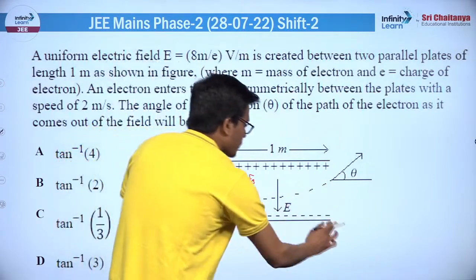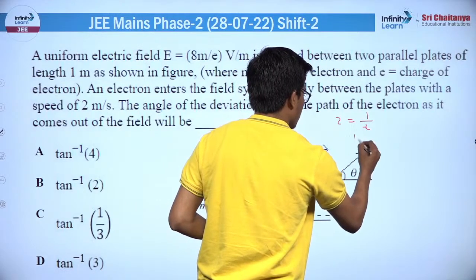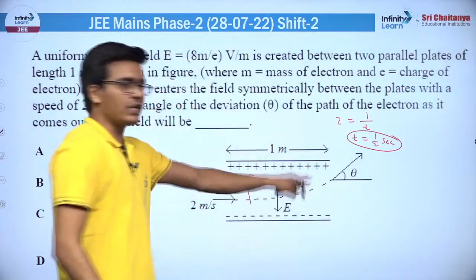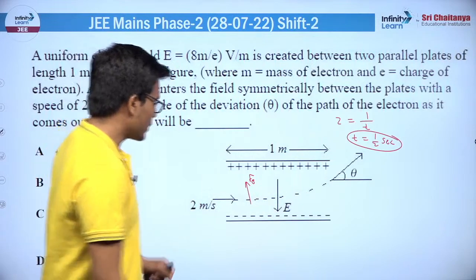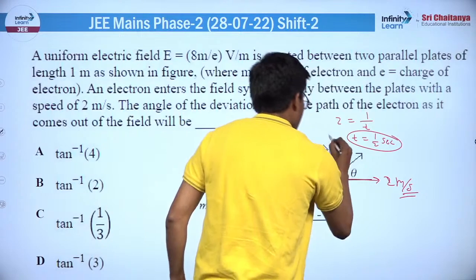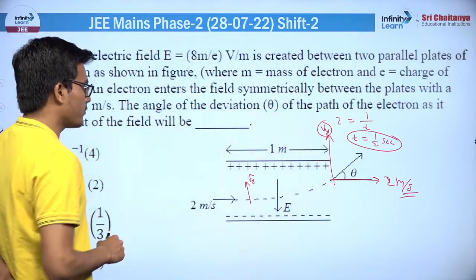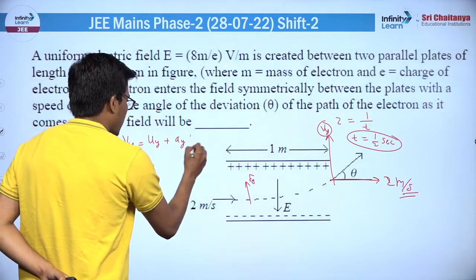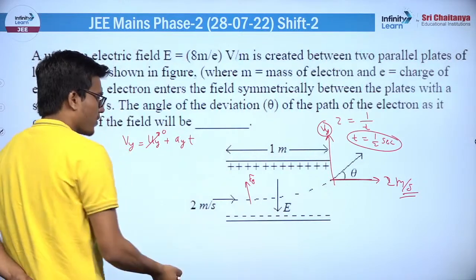So what will be the time to travel 1 meter? Speed is equal to distance upon time. So time taken by the particle to reach the other end will be 1 by 2 second, half second, right? And speed at this instant will also be in the x direction, 2 meters per second. Somehow I have to calculate Vy. For that I can apply the first equation of motion, but I know the initial speed is 0, but I don't know the acceleration. So let us just find the acceleration.